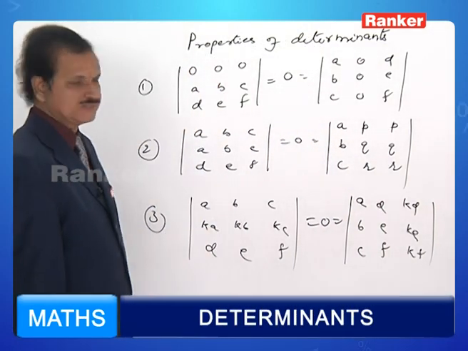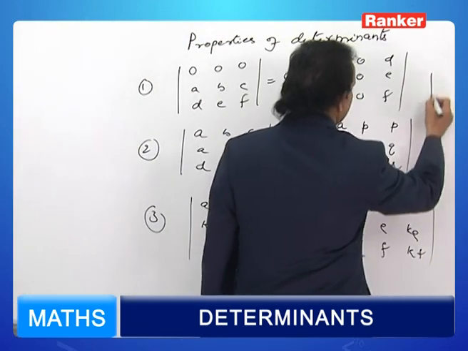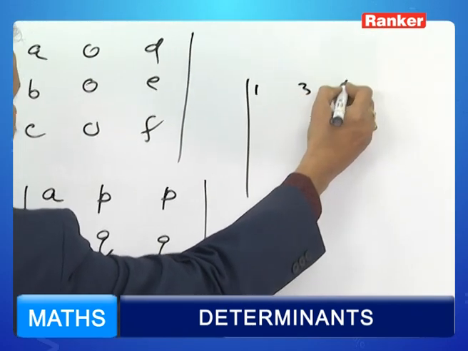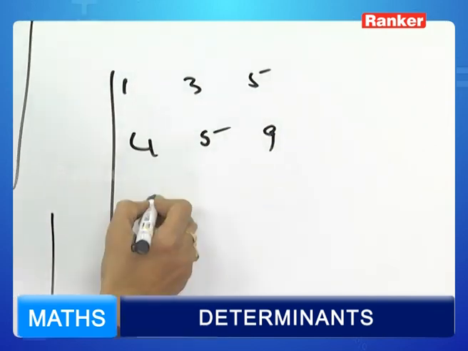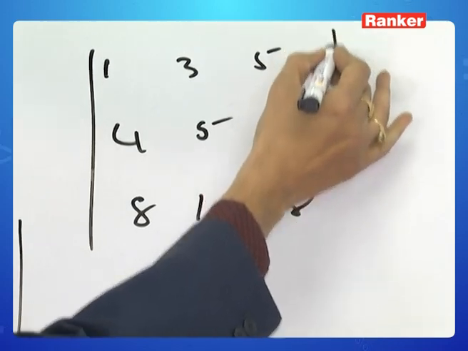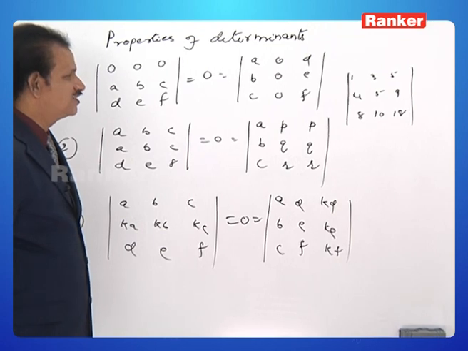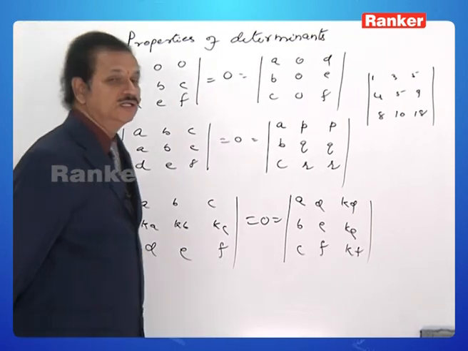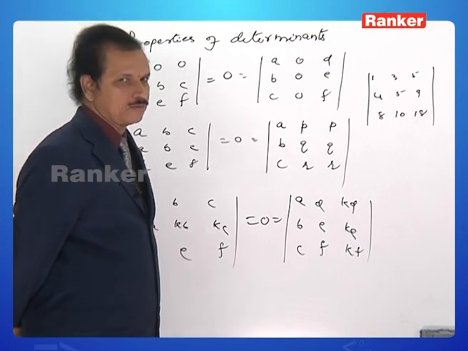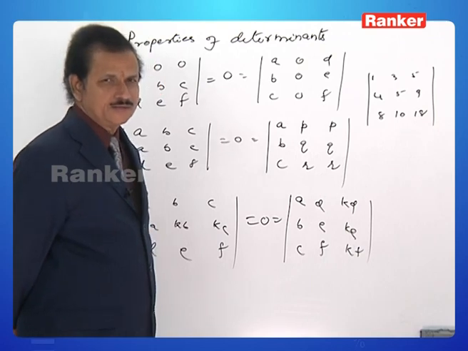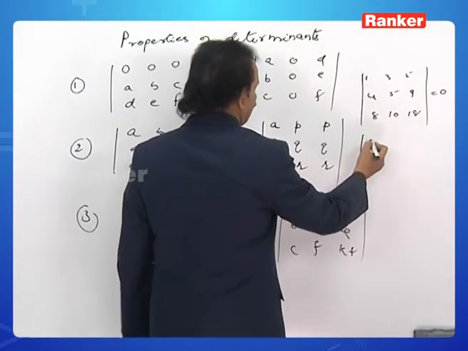There are so many other properties, and making use of these properties, I would like to ask you one simple question. You try to tell me. Look here: 1, 3, 5, 4, 5, 9, 8, 10, 18. What do you say about this? What is the determinant? Observe the elements of the second row and third row. The elements of the third row are just 2 times those of the second row. Should you calculate it? No, it is surely 0.